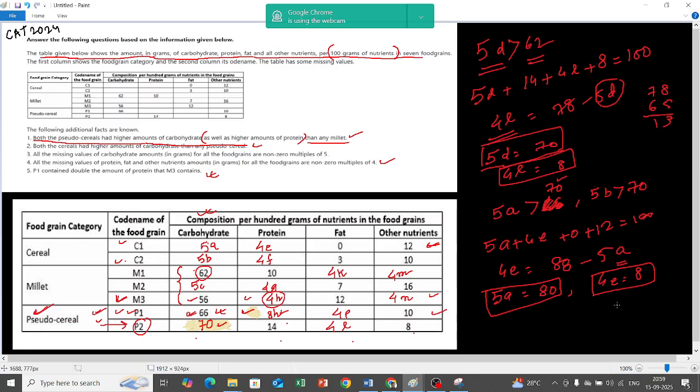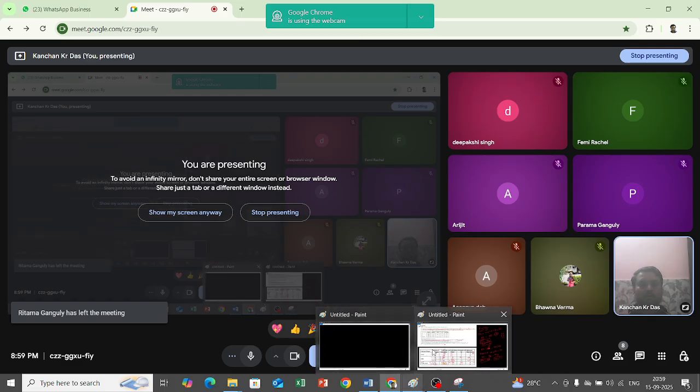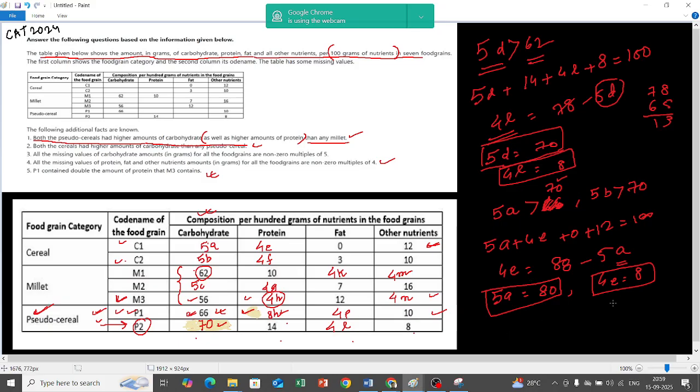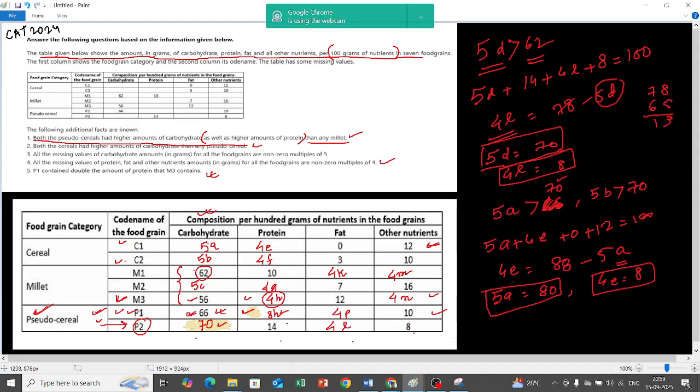Rachel, Orijit, Paroma, Ritama, Ananya, did you understand? Am I audible? Yes, sir. Yes, so guys, did you understand this? How did we get 5A as 80 and 4E as 8?